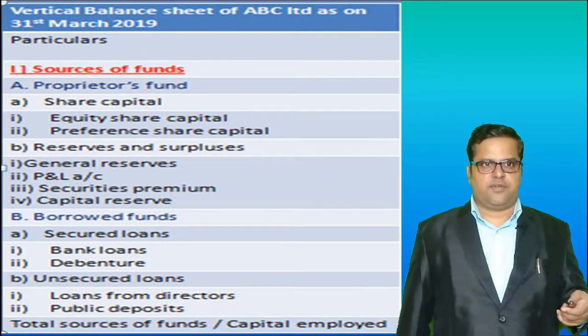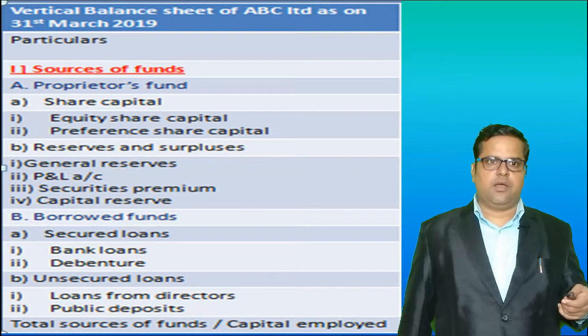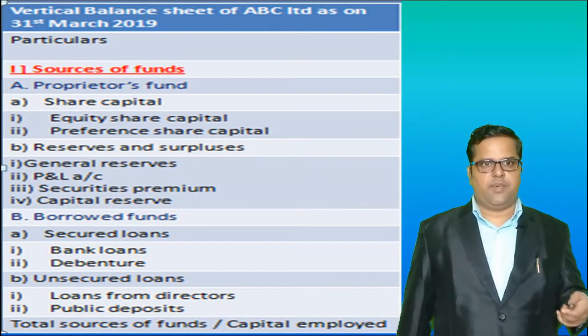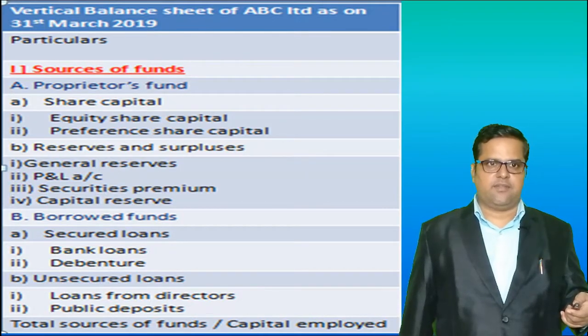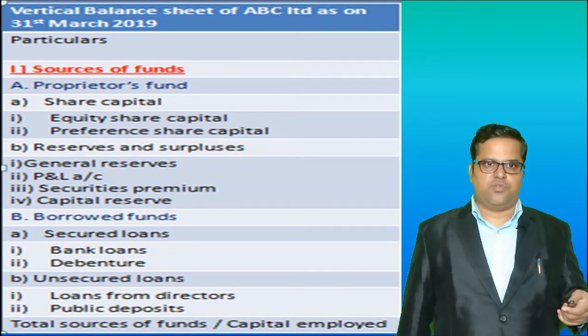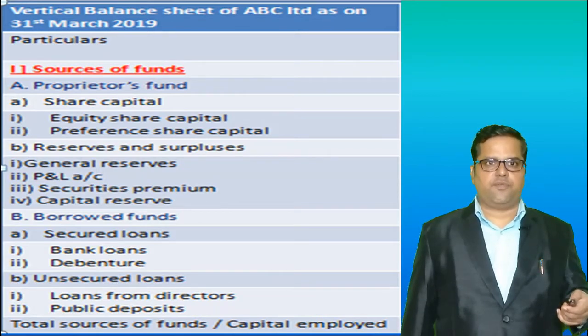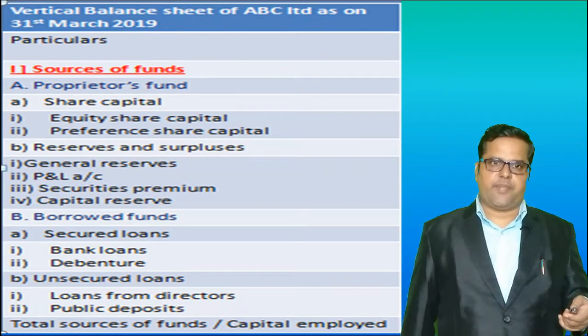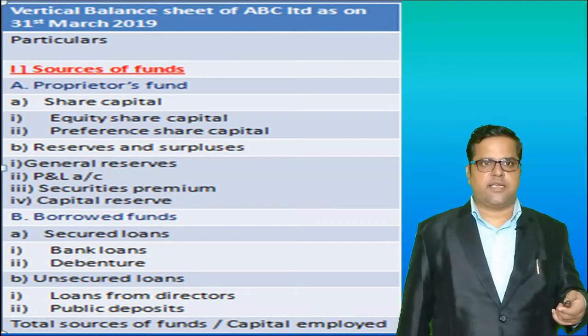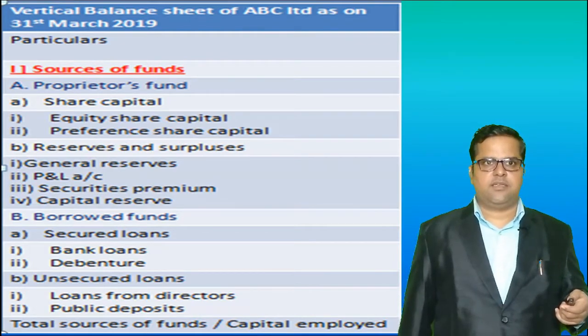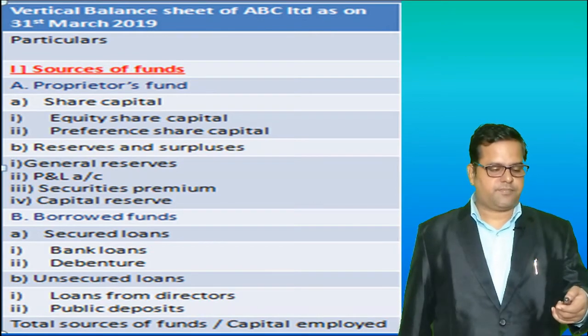Second major heading is borrowed funds, also known as loan funds. It will have two subheadings, 1 secured loans and 2 unsecured loans. Secured loans will include loans like bank loans, debentures, mortgage loans, etc. Unsecured loans will include loans from directors and public deposits. The total of own funds and borrowed funds is called total sources of funds. It is also known as capital employed. So this is the first side of the vertical balance sheet, that is total of sources of funds.